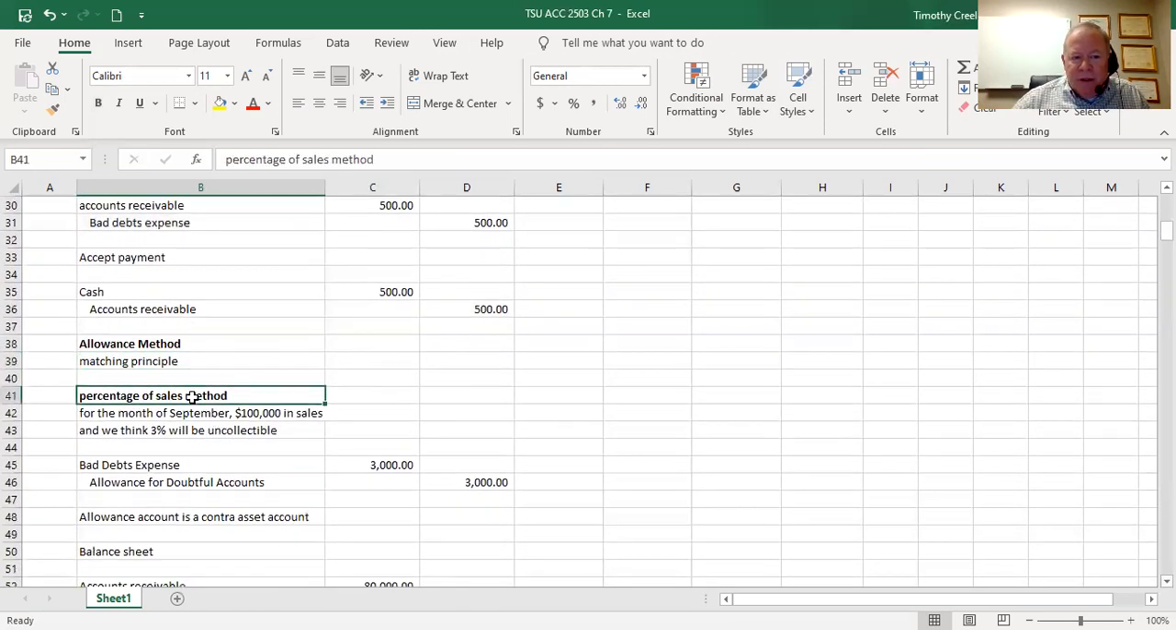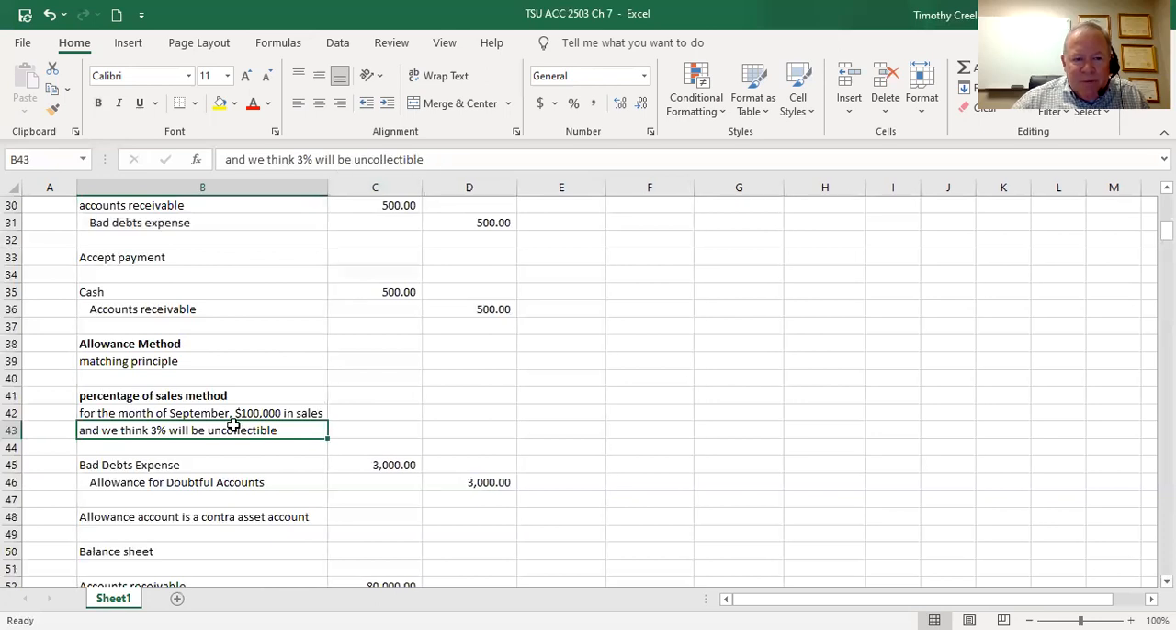The first one would be the percentage of sales method. Let's say, for example, that for the month of September, you have $100,000 in sales, and the company feels like 3% will be uncollectible.